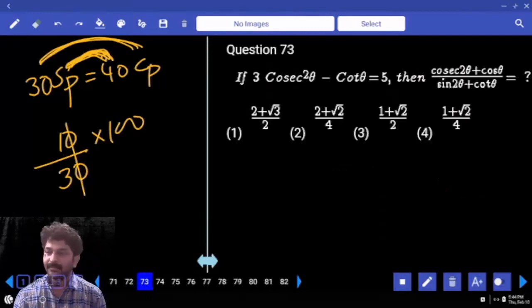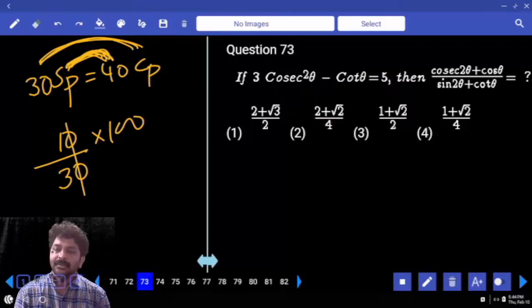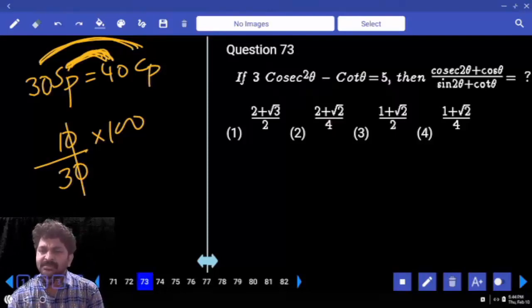Next. Three cosecant square theta minus cot theta is equal to 5.